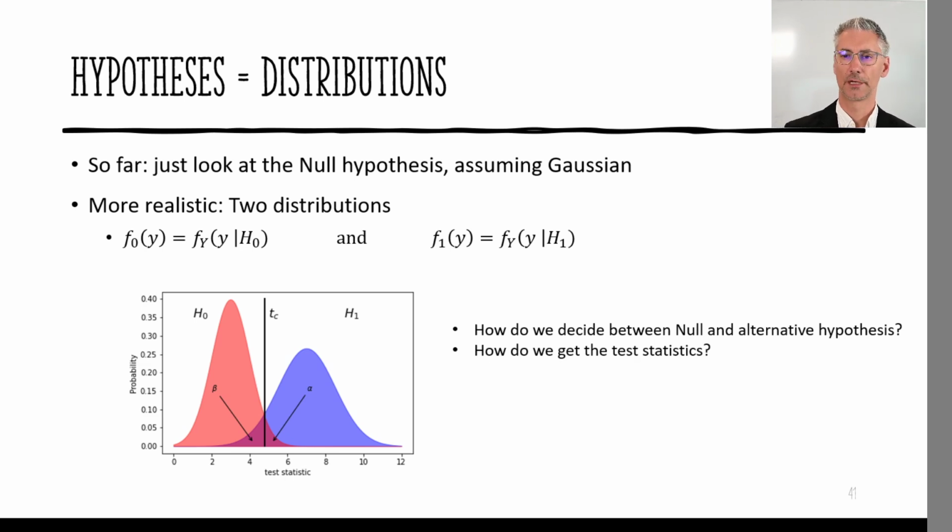So far we just looked at the null hypothesis assuming a Gaussian. More realistically, we have two distributions, like one distribution for our null hypothesis to be true, and one distribution for our alternative hypothesis to be true, right? And how do we decide between the null and alternative hypothesis, and how do we get the statistics? Of course, in the best of all cases, these distributions will be very narrow and far apart, but in most realistic cases, this will not be the case. So as you can see here, they tend to overlap.